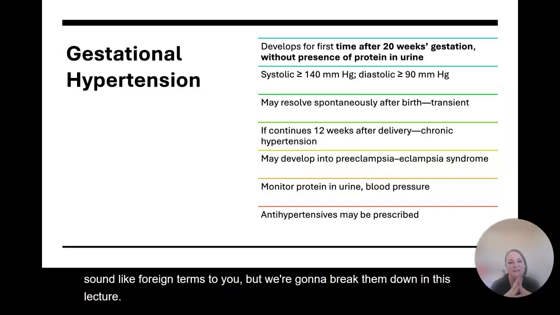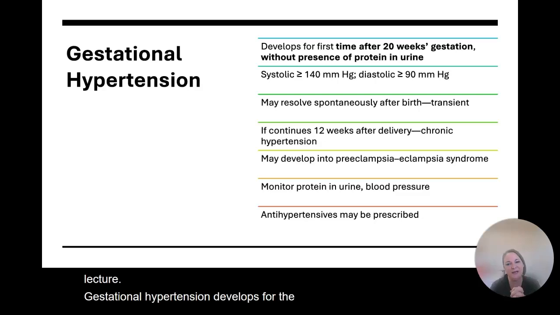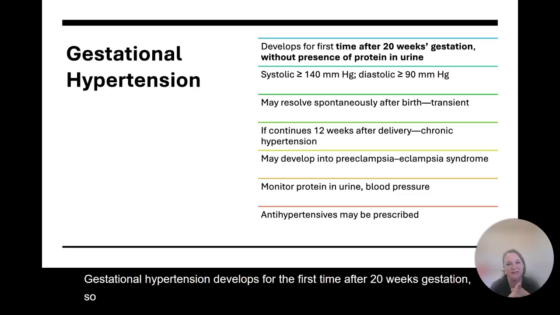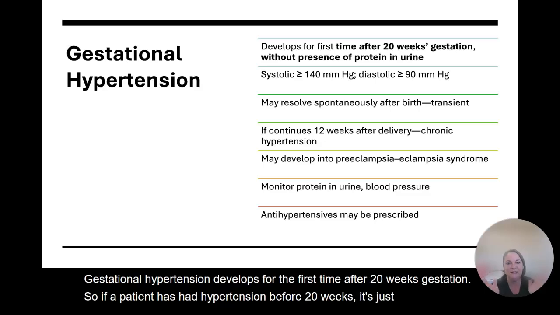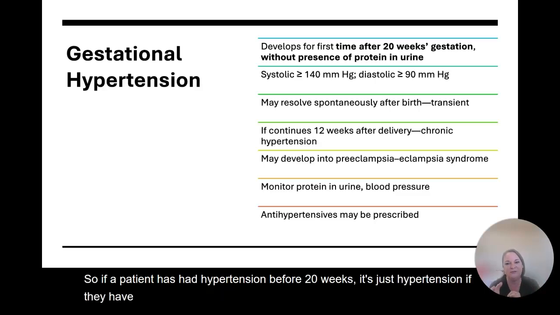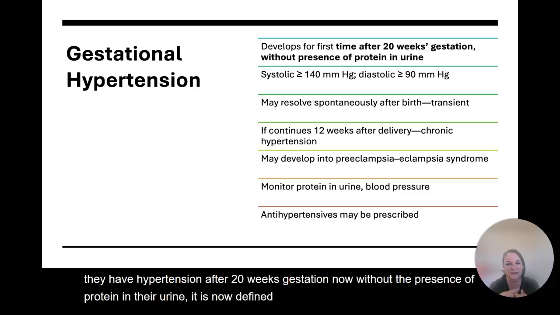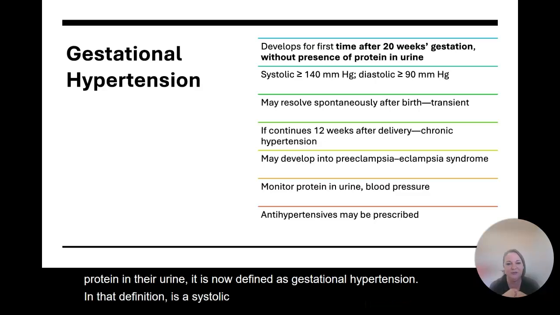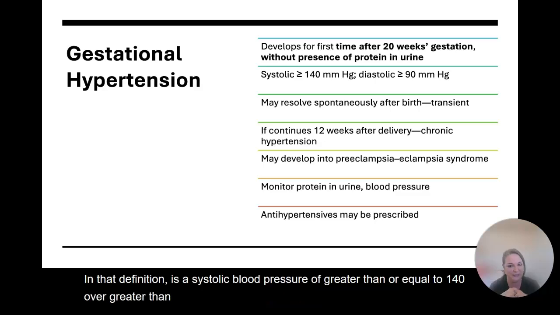Gestational hypertension develops for the first time after 20 weeks gestation. So if a patient has had hypertension before 20 weeks, it's just hypertension. If they have hypertension after 20 weeks gestation, without the presence of protein in their urine, it is defined as gestational hypertension. And that definition is a systolic blood pressure of greater than or equal to 140 over greater than or equal to 90.